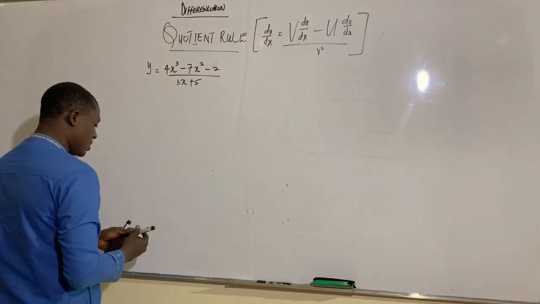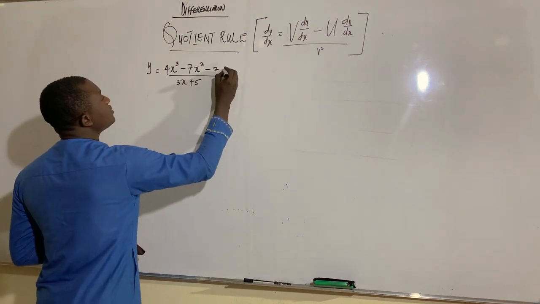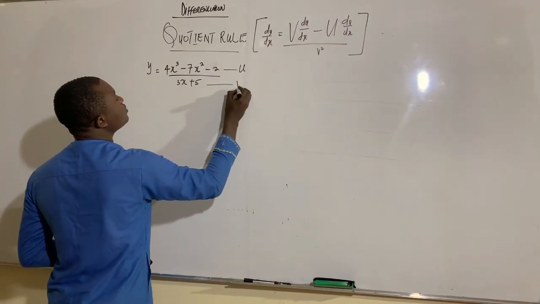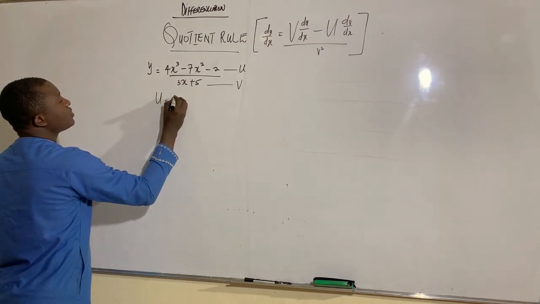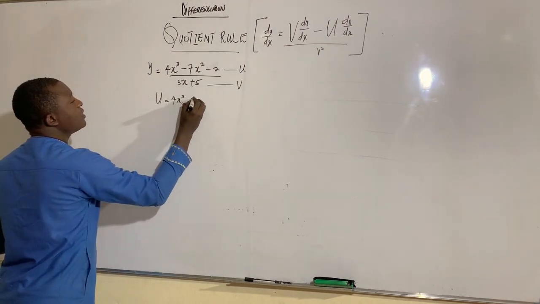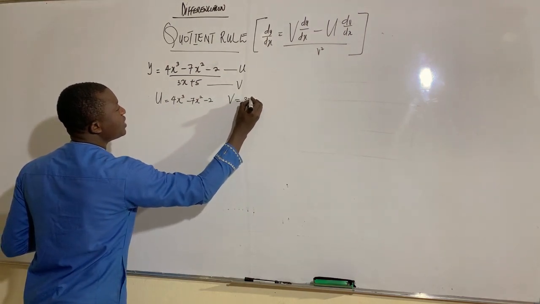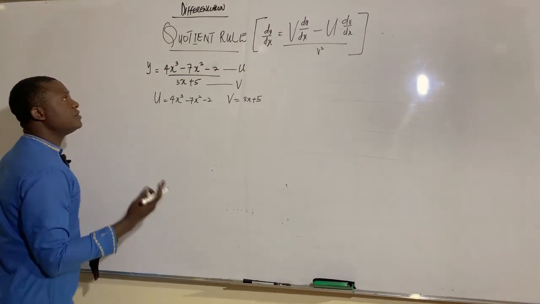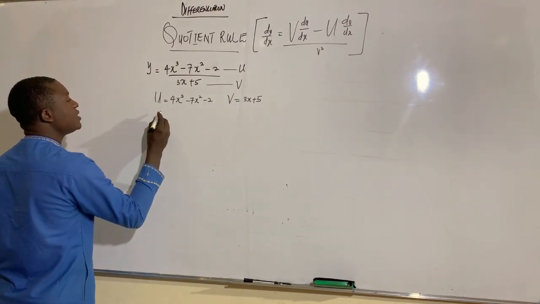We'll solve it using the same method. This is going to be my u, and this is going to be my v. So u is equal to 4x cubed minus 7x squared minus 2. Then v is equal to 3x plus 5. So I will differentiate the first one, and I will also differentiate the second one. So here we have du dx.